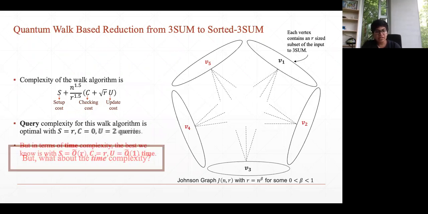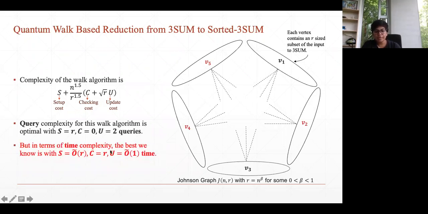And the reason being, we do not know of a method of checking whether a solution to threesome exists in any node in less than R amount of time. Now this messes up with the whole calculation.